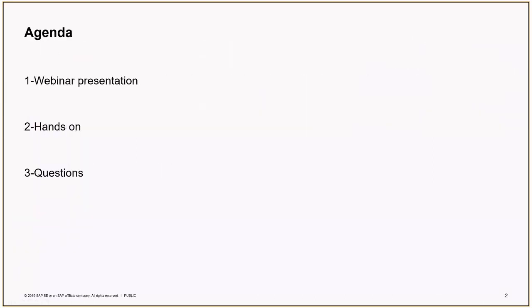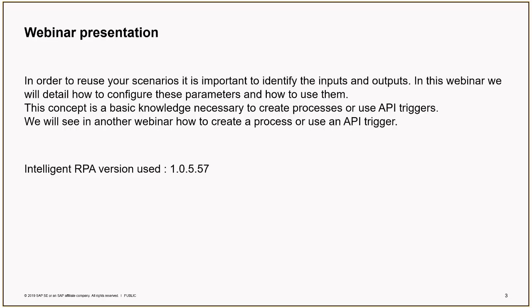The first thing will be a little presentation on the webinar, in the second part we will execute the webinar, and in the third part I will answer questions about this subject. To be able to reuse your scenario, it's important to identify outputs and inputs. In this webinar we will detail how to configure these parameters and how to use them.